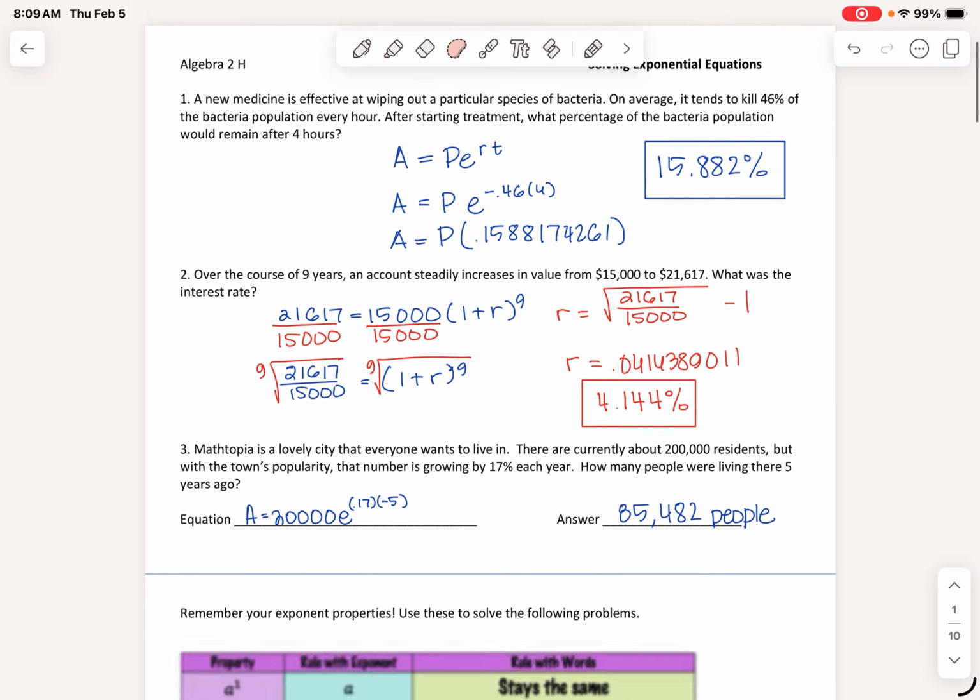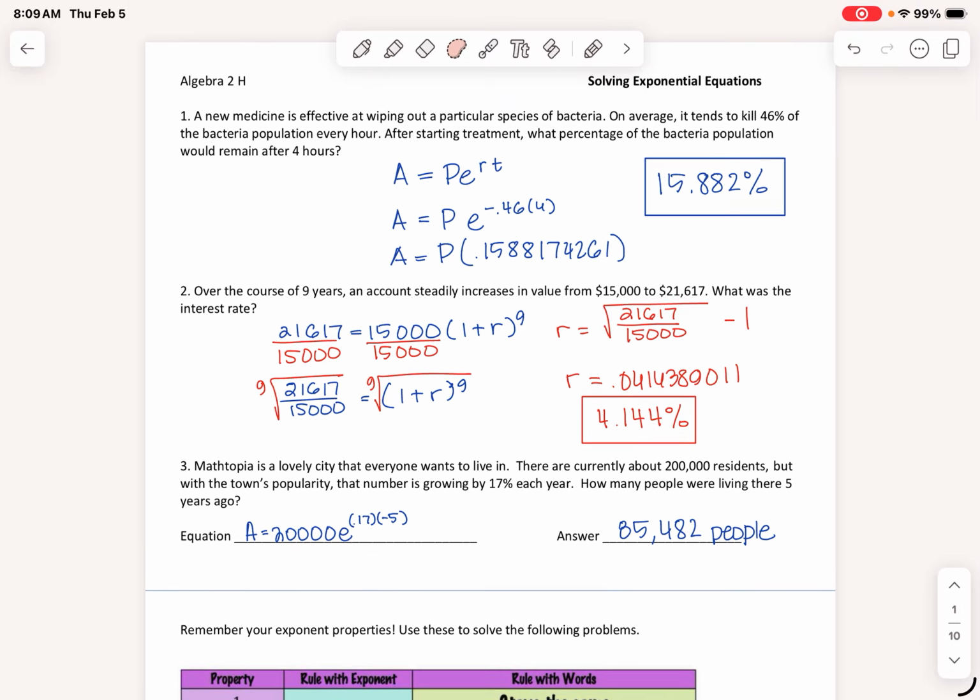These are your answers. Number 1 is looking for what percentage of the initial population, so you just need to find out what e to the negative 0.46 times 4 is. And then there's solving for number 2, and number 3 is writing an equation and putting it in your calculator.